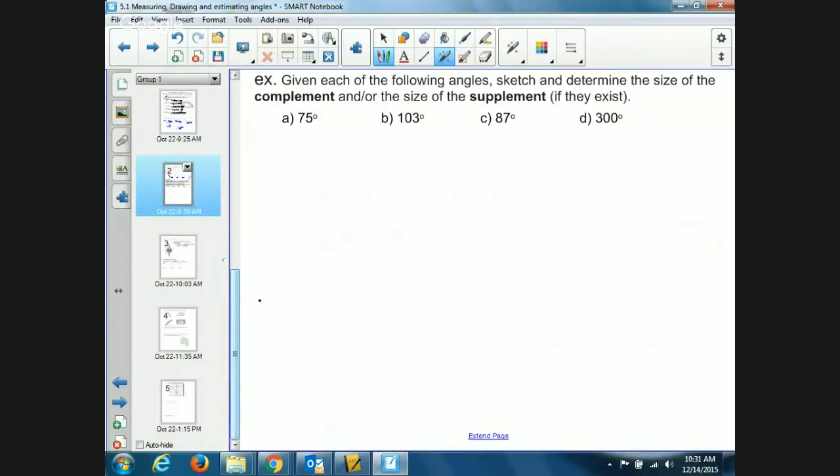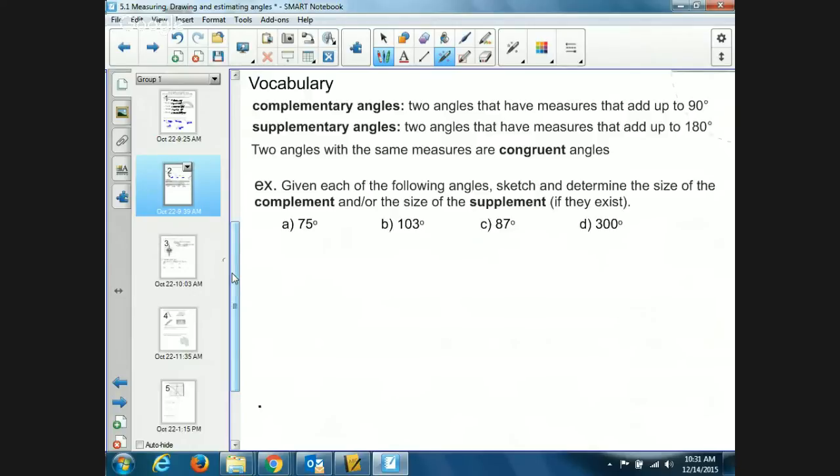Doing a quick sketch here. I'm going to first sketch 0 to 90 to 180. You know, that half of the protractor. Then 75, I'm thinking, is about there. This is 75 degrees.